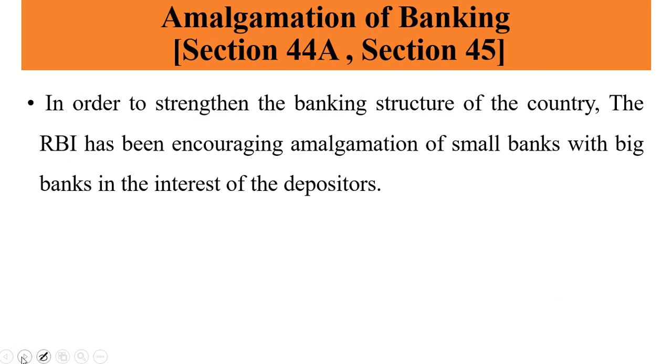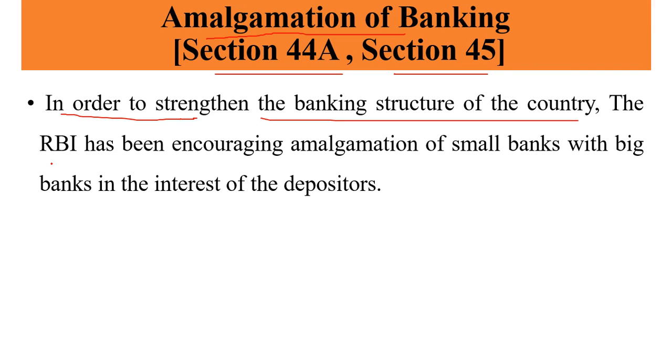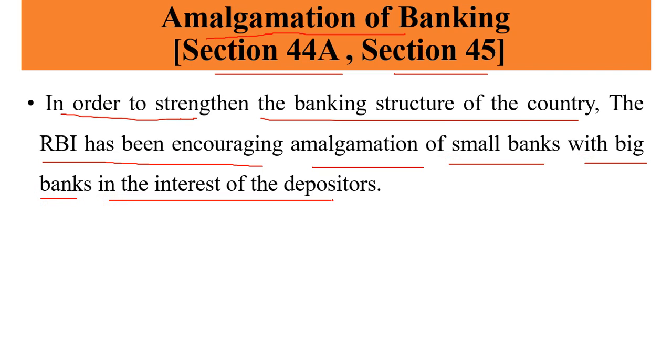We'll move to the next slide, that is amalgamation of banking, section 44A and section 45. So what does amalgamation mean? Amalgamation means when two or more banks come together to form one single bank. Now, in order to strengthen the banking structure of the country, the RBI has been encouraging amalgamation of small banks with big banks in the interest of depositors.